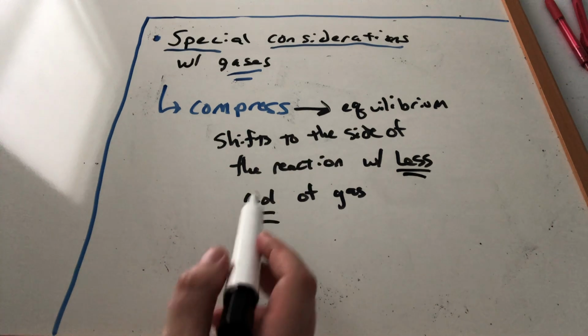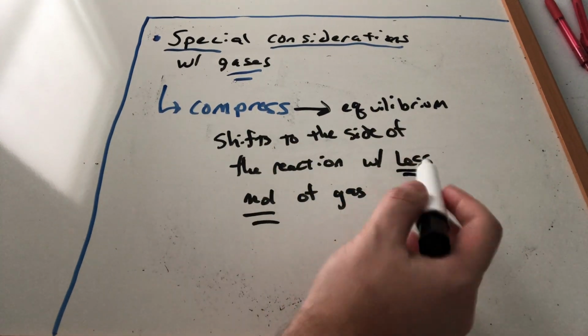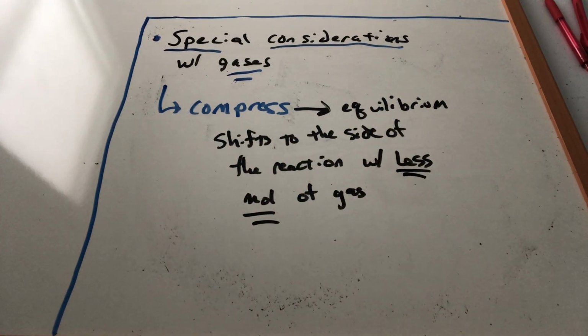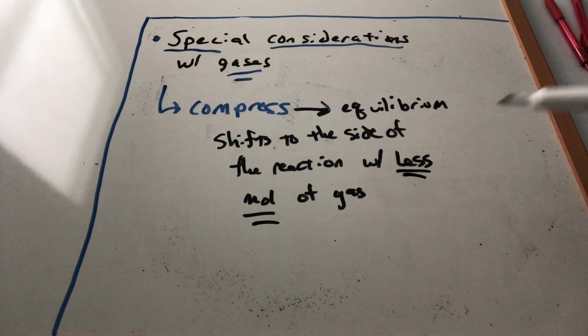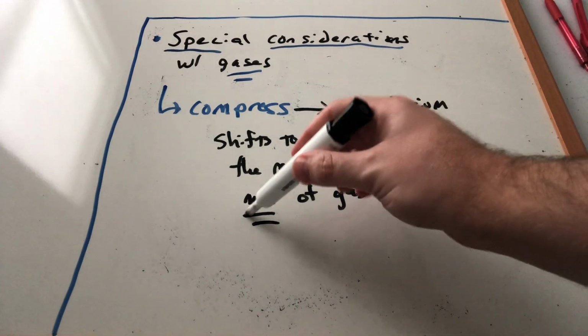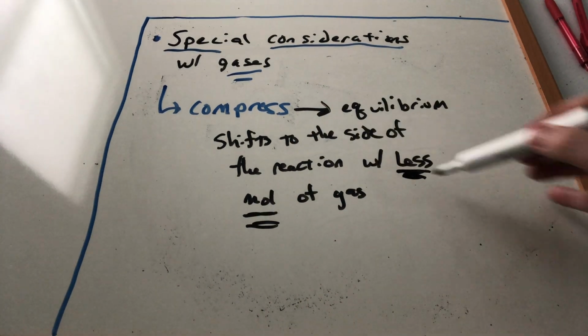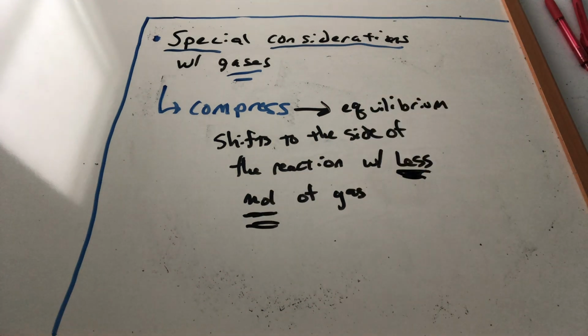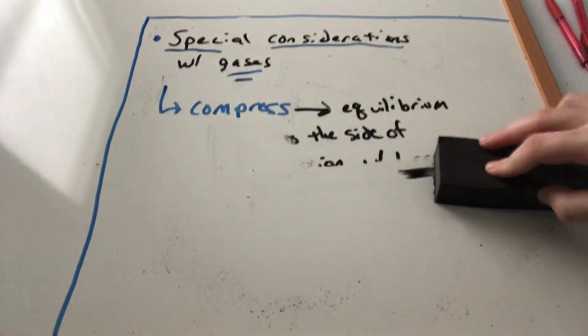So if we compress the system, equilibrium shifts to the side of the reaction with less moles of gas. Notice it's a little bit different than our other rules. It's not that it shifts to the reactants, or to the products. You actually have to look at the reaction and decide, where do I see smaller stoichiometric coefficients? Where do I see less moles of gas? That's the side that's going to be favored when you compress something. It's opposite for expansions.